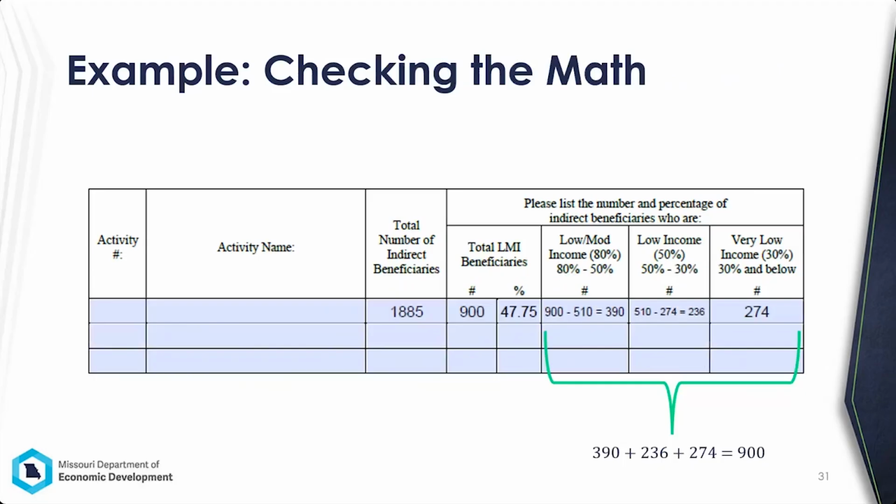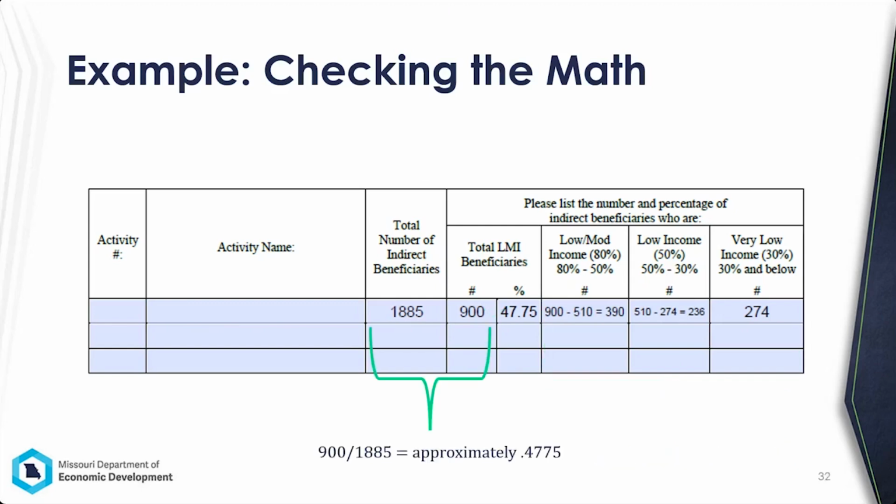Next, we'll check our work. If we've done the math correctly, the LMI breakdown should sum to the total LMI beneficiaries. So here we have 390 plus 236 plus 274, which gives us 900 total LMI beneficiaries. That's what the HUD LMI data showed, so we're good on that one. Also, if we've pulled the right numbers from the HUD data, the total LMI beneficiaries divided by the total beneficiaries should equal the LMI percentage. Here we have 900 divided by 1,885, which does give us approximately 47.75%.